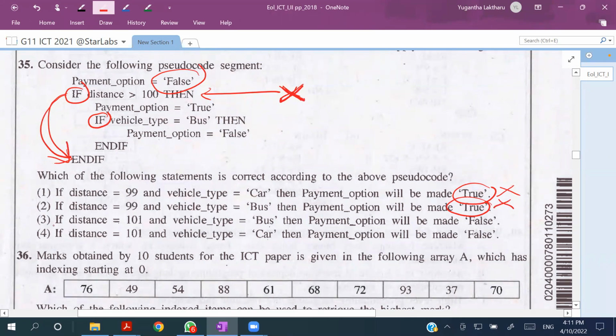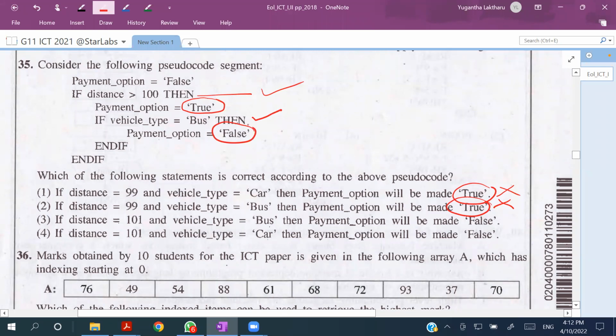So the third one: if distance equals 101, the first one is true when the distance is 101, and then it makes the payment option true. And then it checks the second one. If the vehicle type equals bus, the payment option will be false. So vehicle type equal bus means this is true again. So of course, payment option becomes false. So the third one is going to be the correct answer.